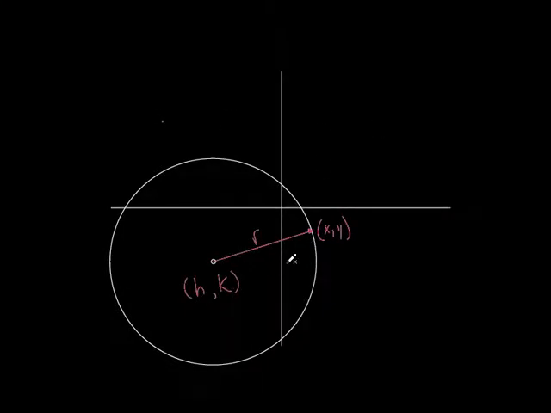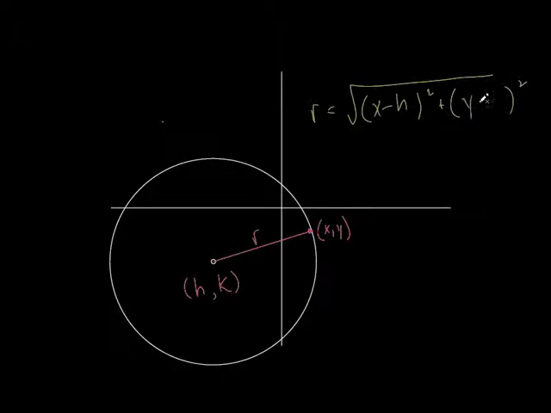So let's write the equation, or let's find the distance of this radius. But this is not a 0 now, so it's not x minus 0. What's it going to be? So r equals, here's my distance formula, right? So it's not going to be x minus 0. What's it going to be? X minus h. And it's not going to be y minus 0. It's going to be y minus k.